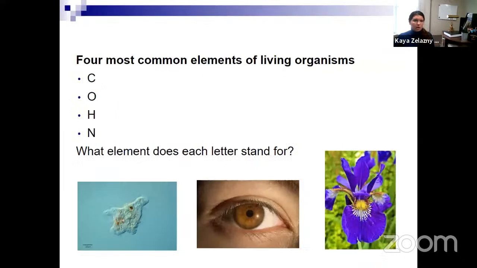Okay. So our four most common elements in living organisms that we're going to be thinking about are carbon, oxygen, hydrogen, and nitrogen. Now, each of these elements are going to be present in some proportion in living organisms. Living organisms are going to be mainly carbon-based, but we are going to see these other atoms in many of our different types of macromolecules that we go through. And of course, there are many more atoms present in an individual person, for example, but in much smaller amounts than these four main elements.